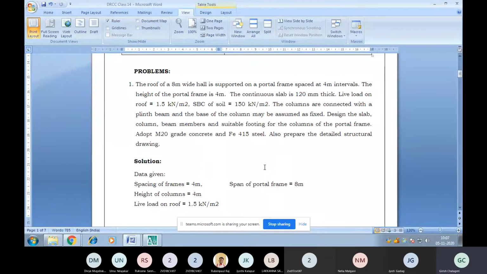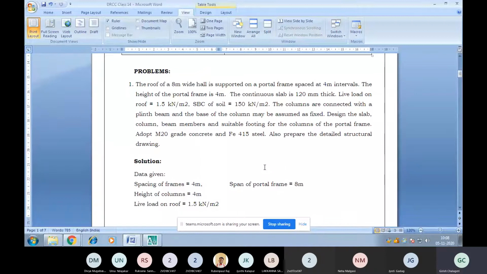Design the slab, column, beam and suitable footing for the column of the portal frames. Adopt M20 grade concrete and Fe415 steel. Prepare a detailed structural drawing.